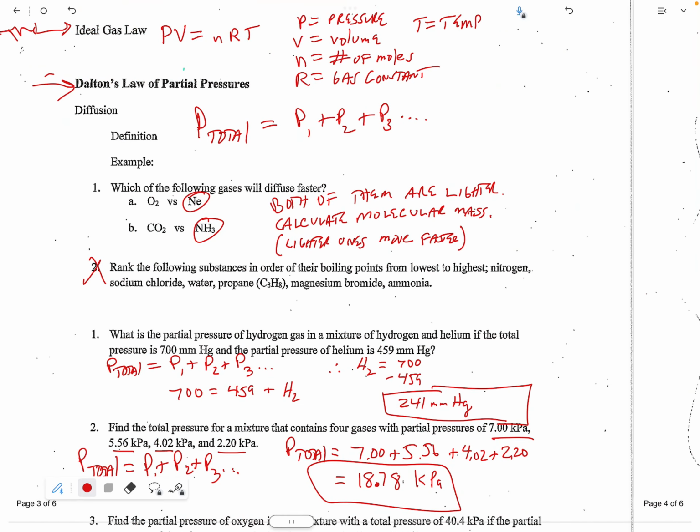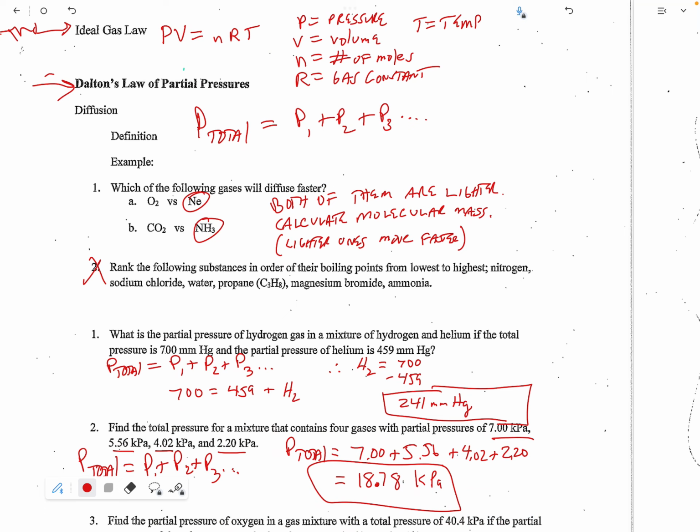Okay. Ideal gas law, we're going to get to that tomorrow. Dalton's law, partial pressures. The total pressure of a system is the sum of all the smaller pressures. And we practiced that in the classroom. If you need me to do that for you sometime, I will. But I got it below. Here we go.